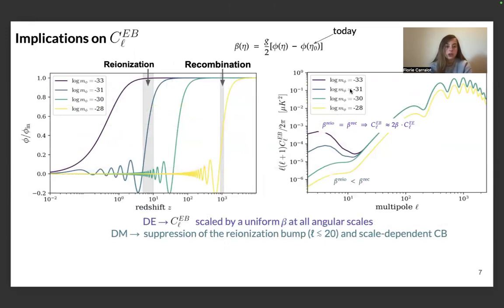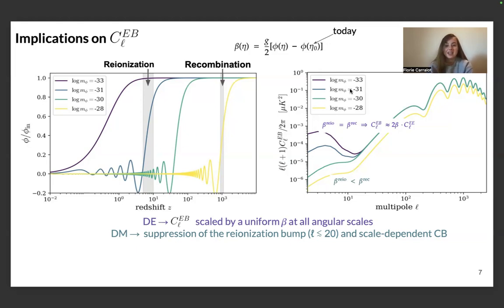So the plot that I was showing in the previous slide presents the evolution of the axion field as a function of the redshift for different axion masses. And we identify two characteristic epochs, the reionization and the recombination. So in the dark energy case that you see in purple here, the field is constant during recombination and reionization.